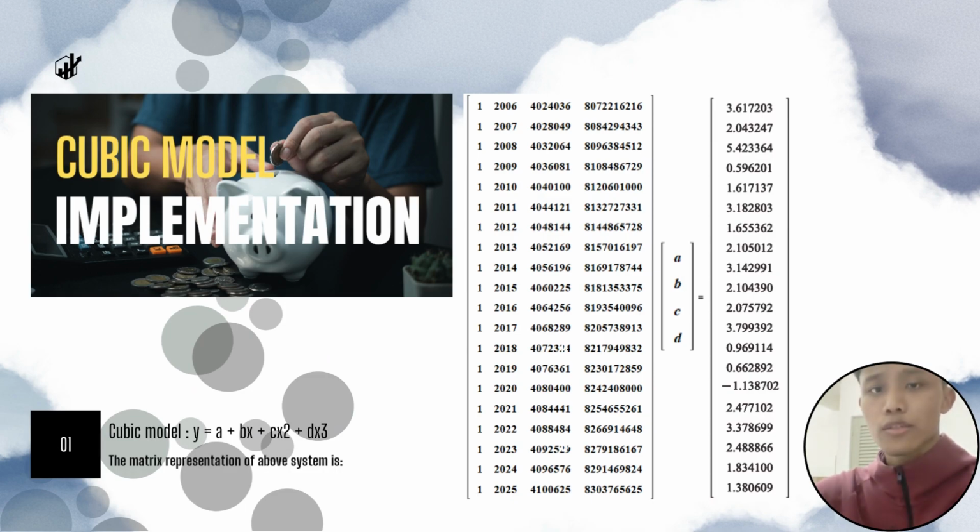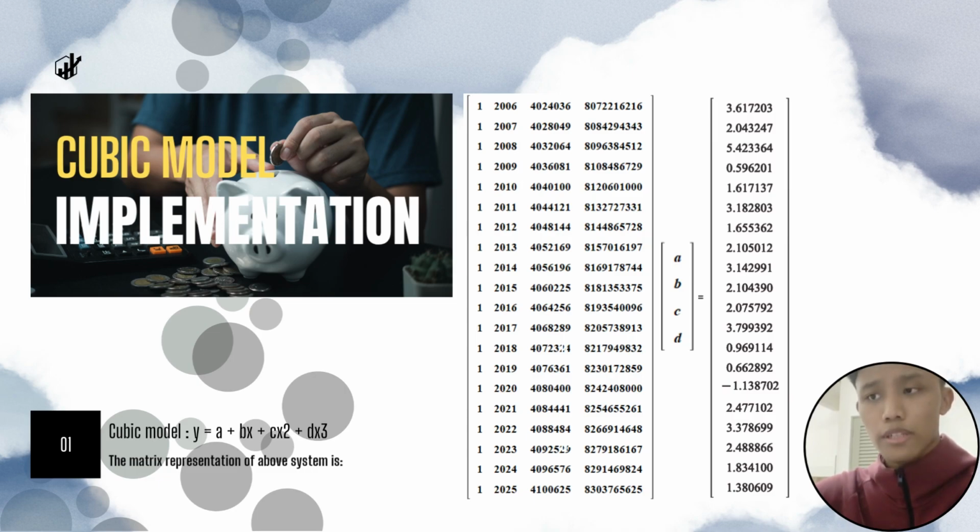Our goal is to fit a smooth third-degree polynomial curve to a dataset spanning 20 years from 2006 to 2025. As you can see on the screen, our structural equation is y equals a plus bx plus cx squared plus dx cubed. To solve for our unknown coefficients a, b, c, and d, we map our data into a matrix framework.